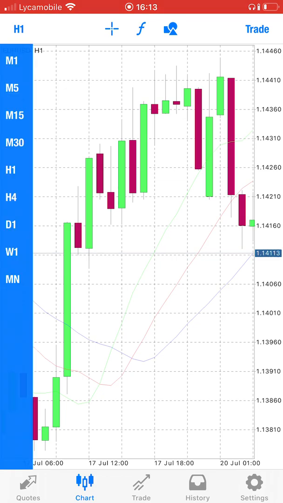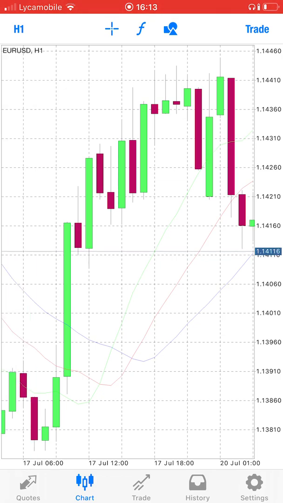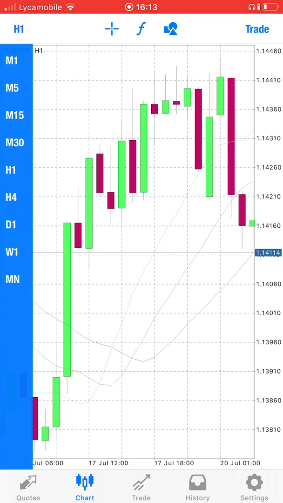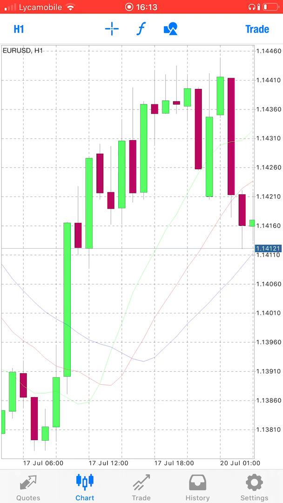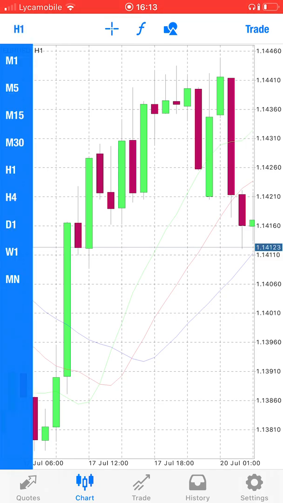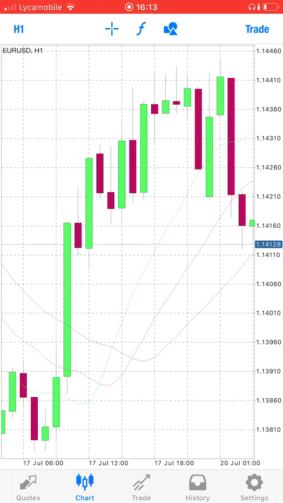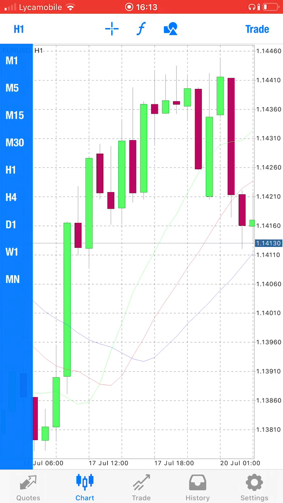You're going to see M1. M1 stands for 1 minute time frame. M5 is 5 minutes. M30 is 30 minutes, M15 is 15 minutes. Then you see H1, which means 1 hour, the hourly time frame. H4 is 4 hours, D1 is the daily time frame, W1 is 1 week, and monthly, and so on and so forth. So this is the 1 hour time frame.